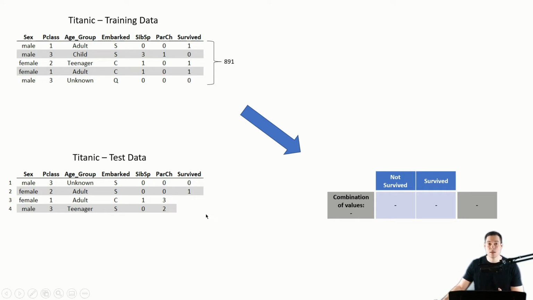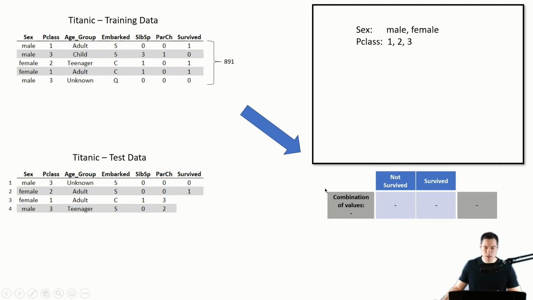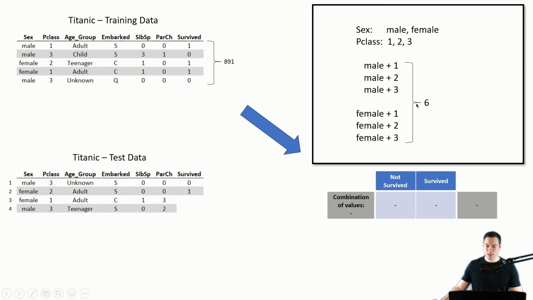To see how we can calculate that, let's first just look at the features sex and passenger class. So the sex can take on the values male and female, and passenger class can take on the values 1, 2, and 3. So now let's write out all the possible combinations that we can create out of those 2 features. Here we can see that we could have a male that travels in first, second, or third class, or we can have a female that travels in first, second, or third class. So in total, we could have 6 possible different combinations out of those 2 features.